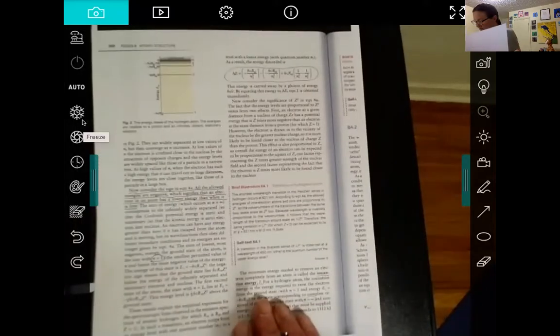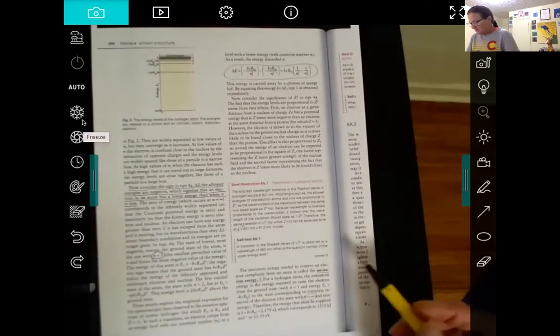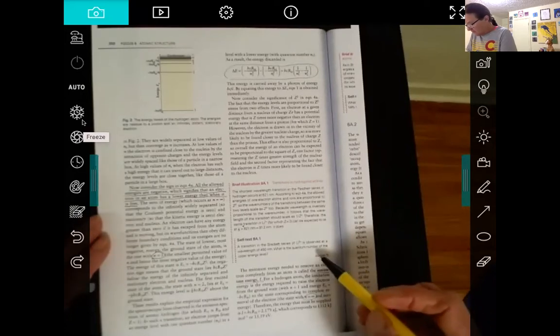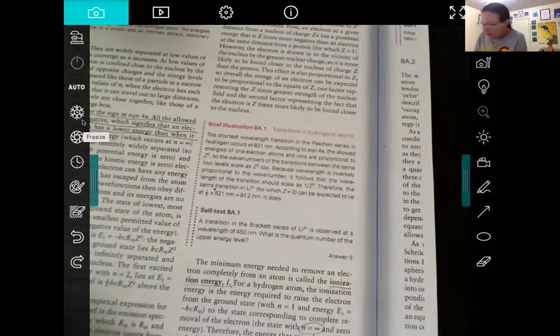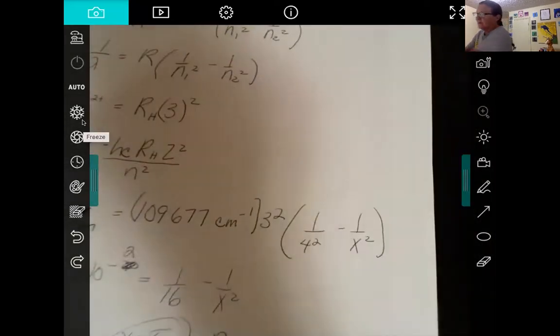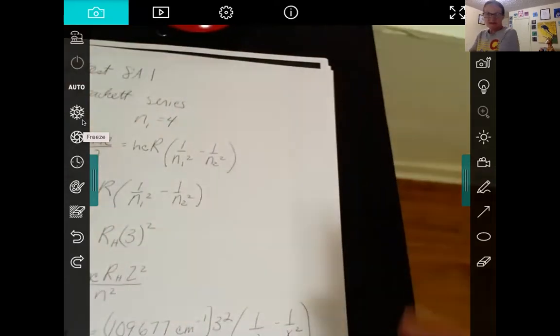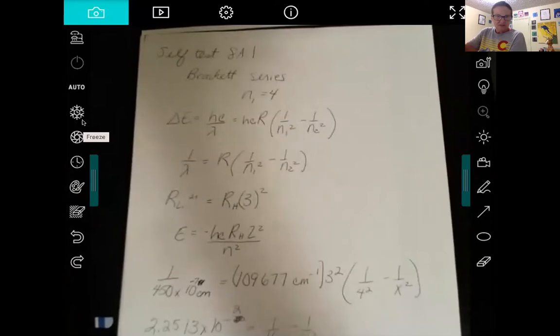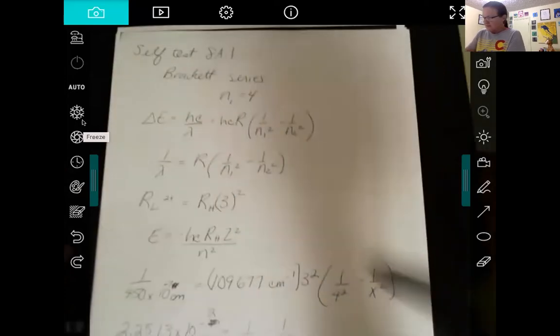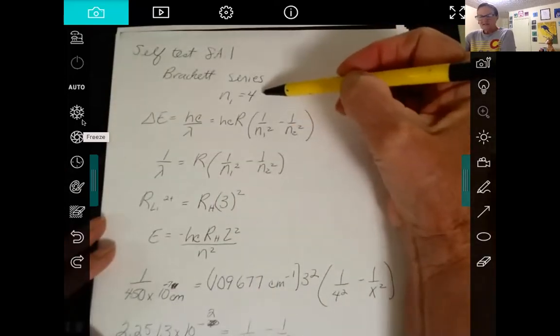So self-test 8A.1 just asks you if you have a transition in the Brackett series of lithium 2+, and the wavelength of that transition is 450 nanometers, what's the quantum number of the upper energy level? So I looked up in that little set of definitions of what each series is. The Brackett series, the state you're starting in is n equals 4.